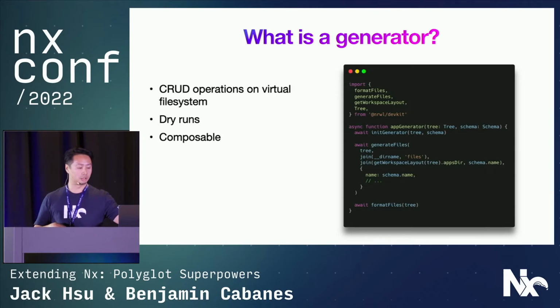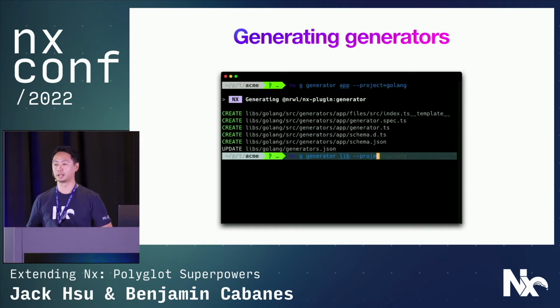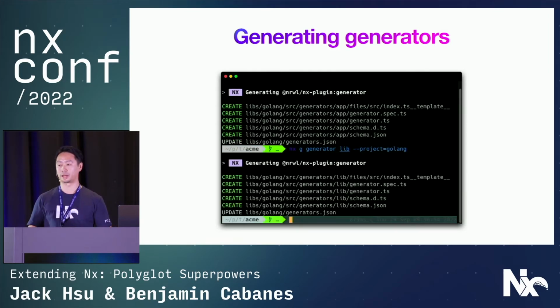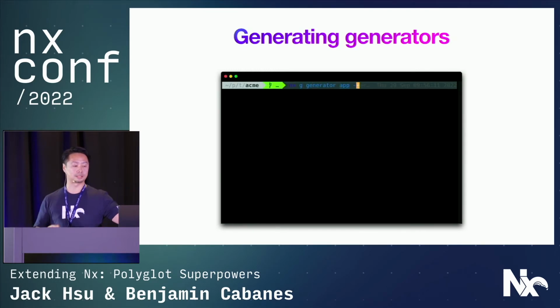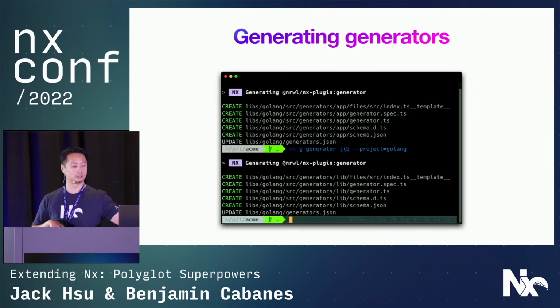Here, we're going to generate 2 generators. So we call NXG, and I'm going to call one app, and the other one's going to be called lib. And we're going to pass it the project Golang. So now it's going to be part of our plugin.